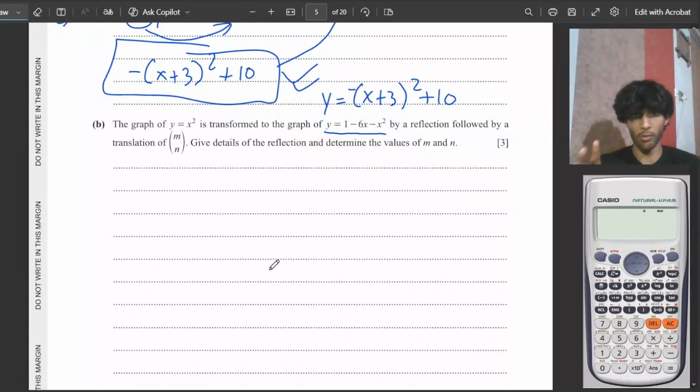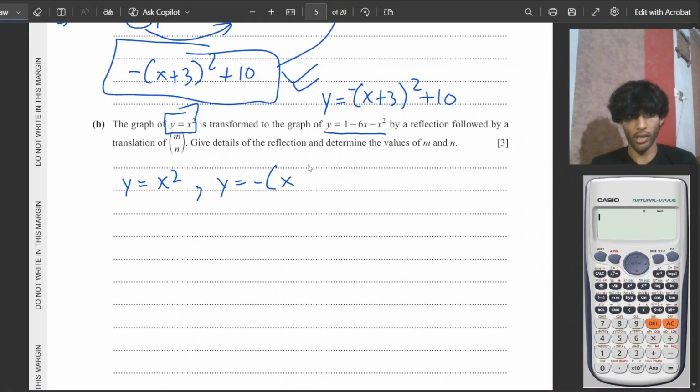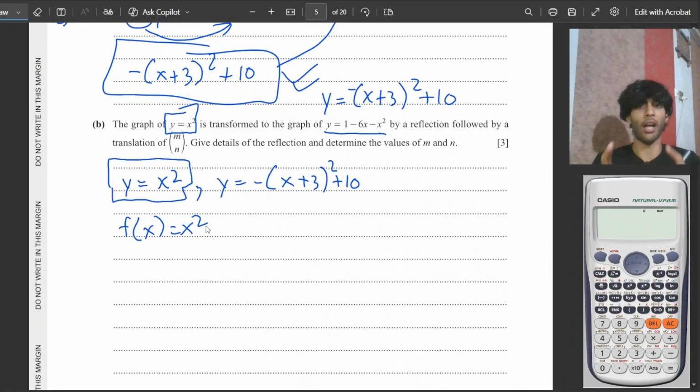So here's how I would recommend you guys to do it. Start off with this initial thing that you have over here, which is y equals x squared. And then what you're going to do is compare it to this newer thing, y equals negative (x + 3)² plus 10. And instead of writing y equals x squared, instead write f of x equals x squared. This is just going to help you a little bit. And I'm going to tell you guys in a second why it's going to help you. So try and start with this basic thing and try and convert it into the complex thing.